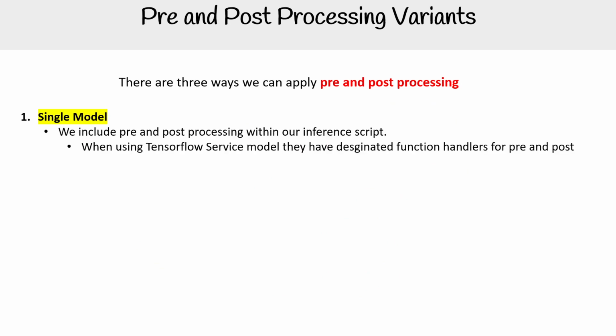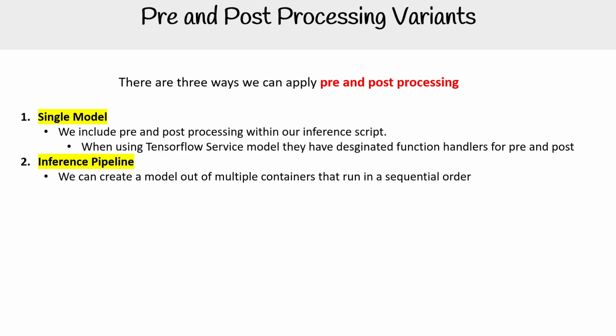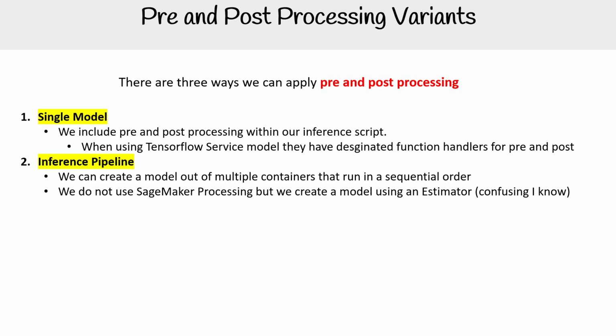Then we use TensorFlow serving model that has the designated function handlers for pre and post. We have the inference pipeline, so we can create a model out of model containers that run in sequential order. We do not use SageMaker processing, but we create a model using an estimator. And I know this is confusing. It's just the terminology, right?